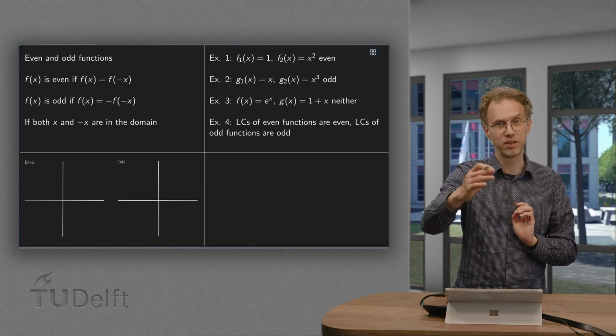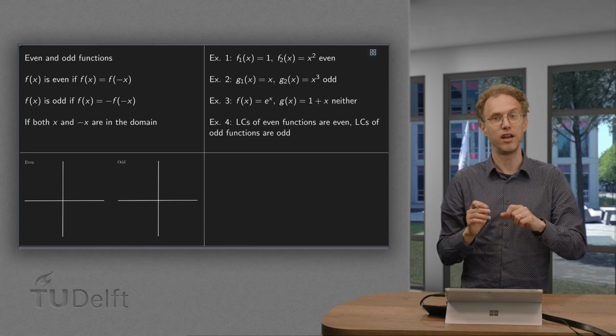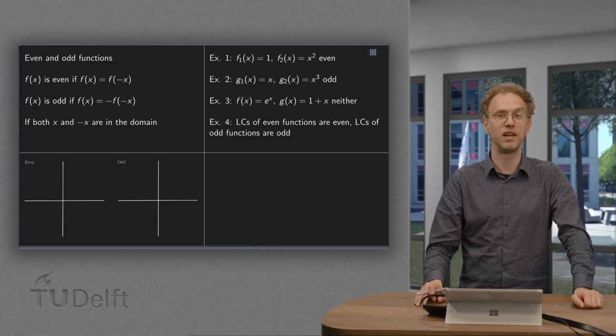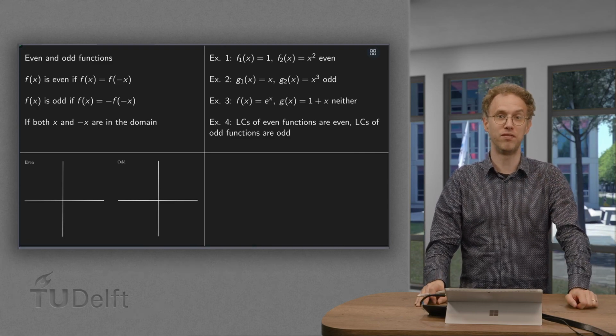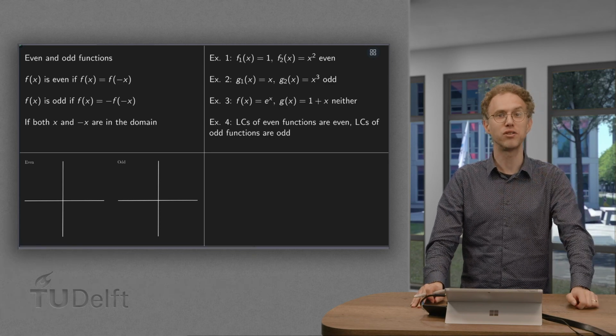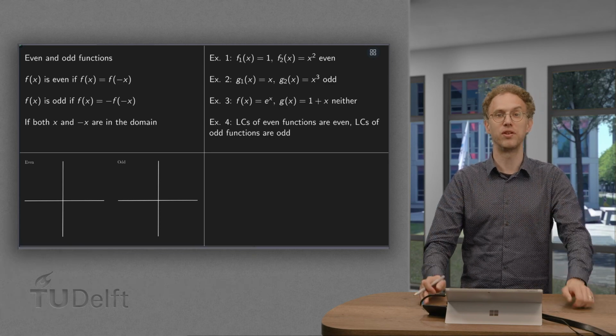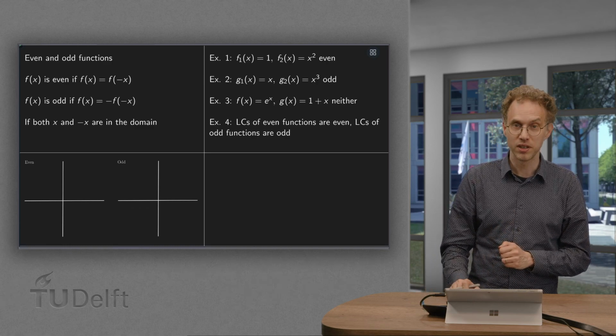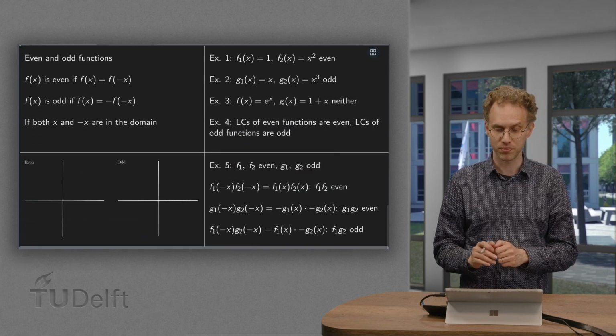Now we have a fourth example. So if you have a number of even functions, if you flip all x's, you flip all the functions. So if you take linear combinations, you keep an even function. And if you have an odd function and take a linear combination of some odd functions, you still have an odd function. Now what about products? There we have to be a bit careful.